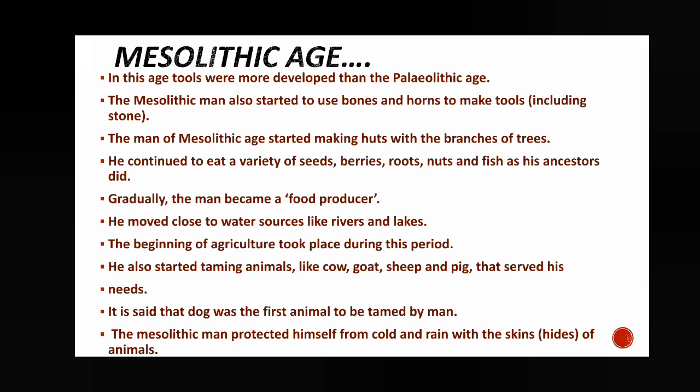The Mesolithic man protected himself from cold and rain with the skins of animals. It is also different from the Paleolithic. In Paleolithic, there were no such clothes to wear, but in Mesolithic age, they used the skin of the animals, also called hides, to protect themselves from cold and rain.